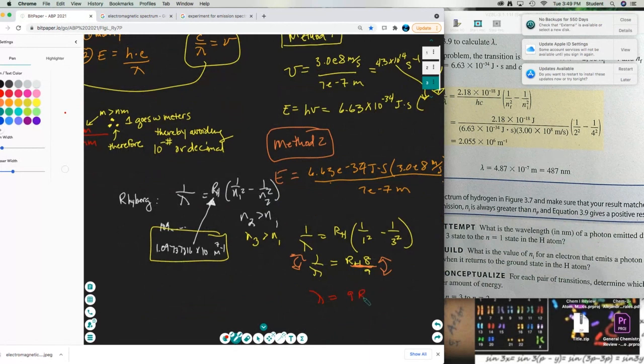9 over 8 times Rydberg's constant. Whatever that value is, that's your lambda. Okay, and make sure you put it in SI units if they ask for it. Now the answer to this is in the last page of your chapter, as well as the other problems within the text. Any questions?